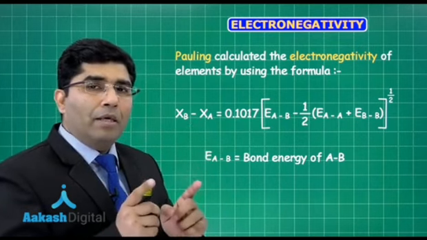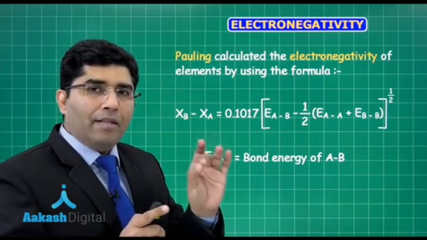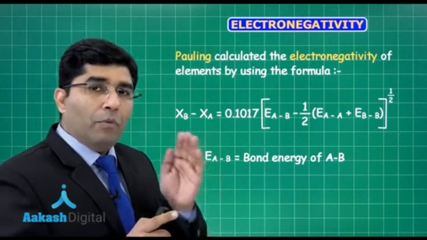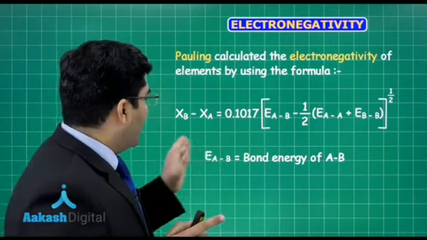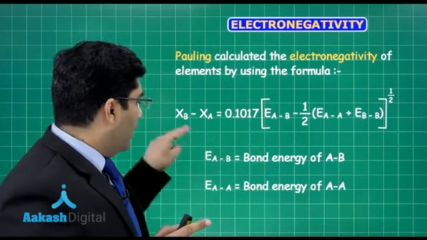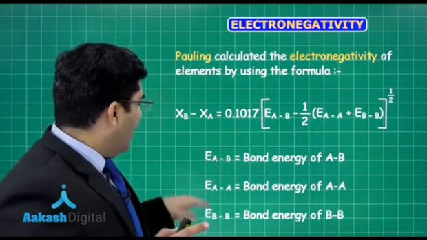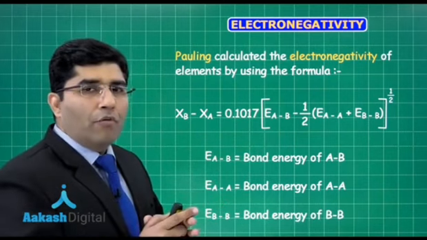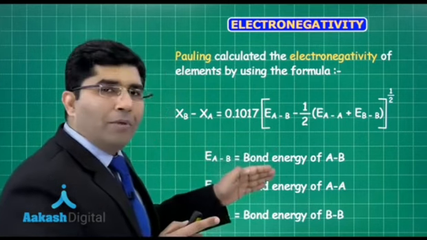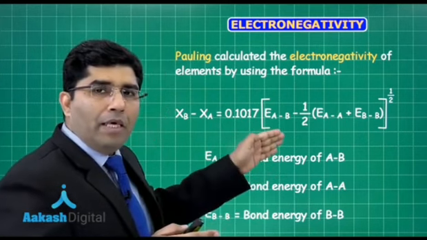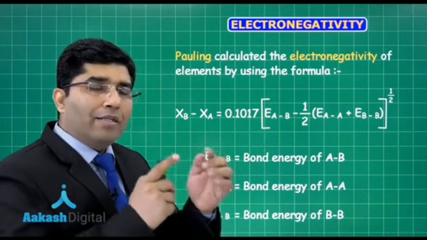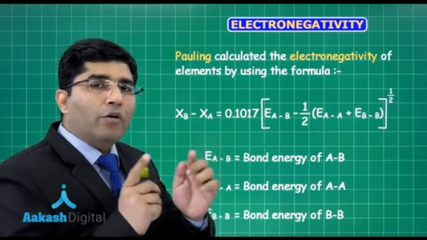One element is A, another element is B, just like HCl, right? So the bond energy of AB is EAB. The bond energy of A2, that is AA, is EAA, and EBB is the bond energy of B2. So if A2 reacts with B2 to form AB, then we can find the difference between the electronegativities by this formula.